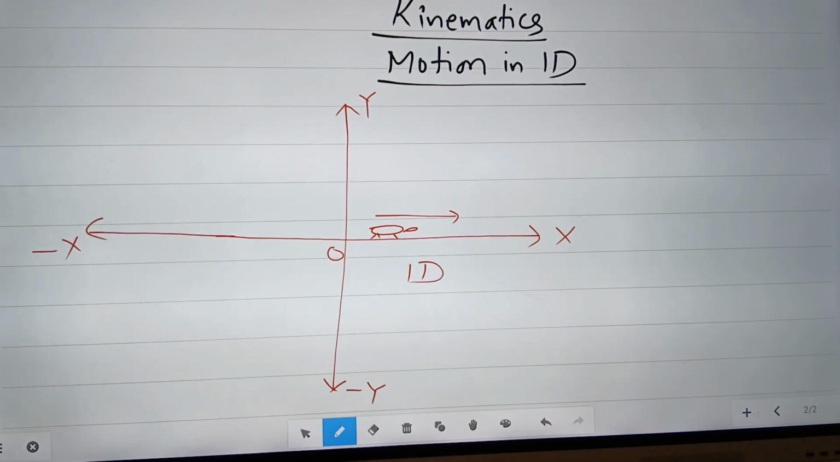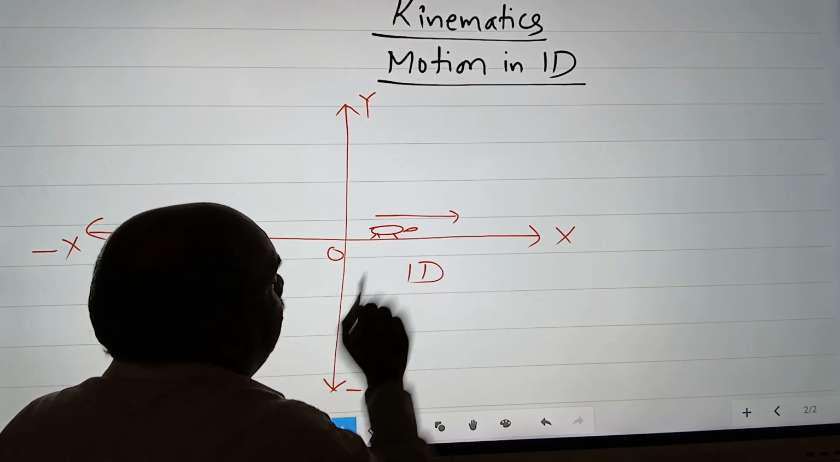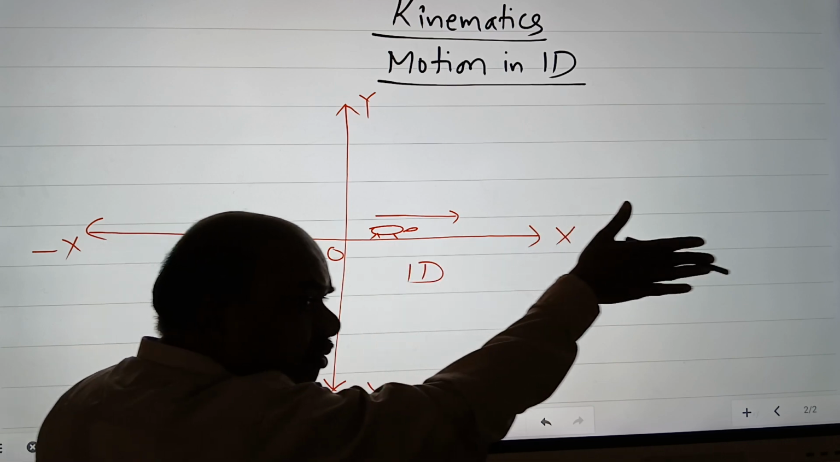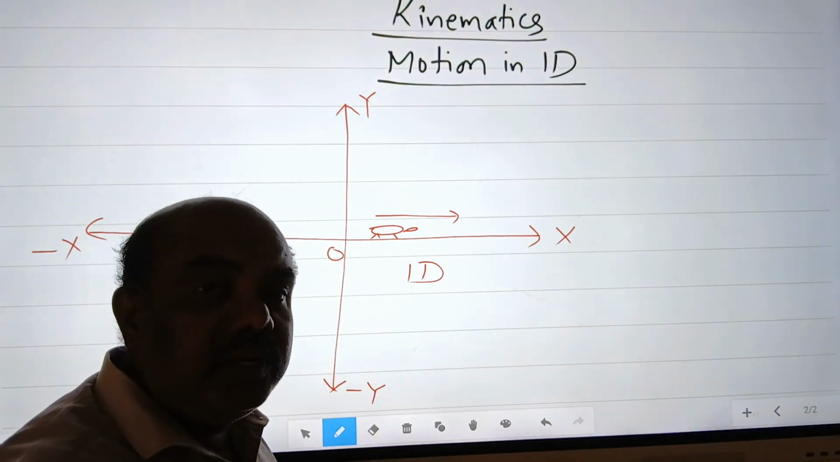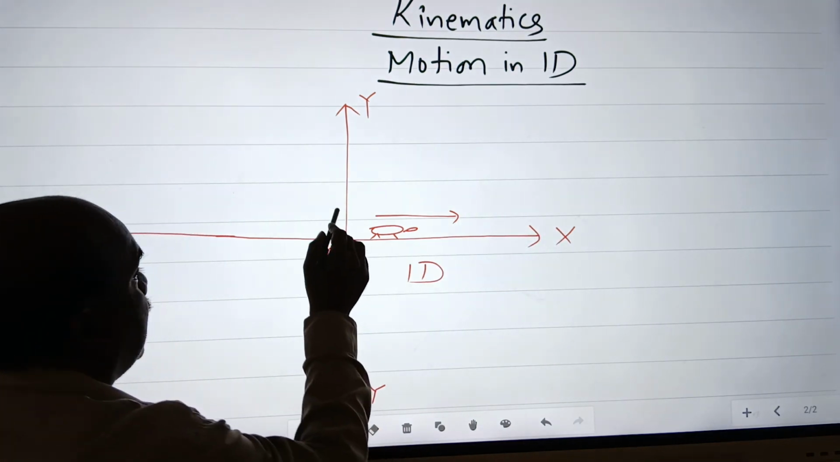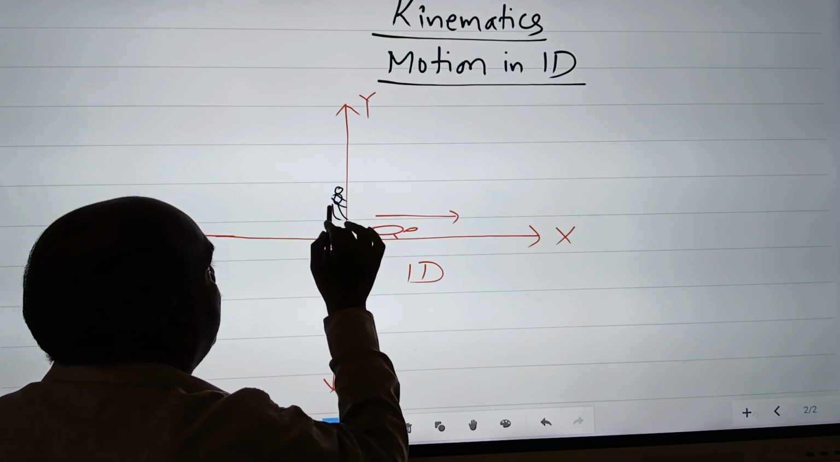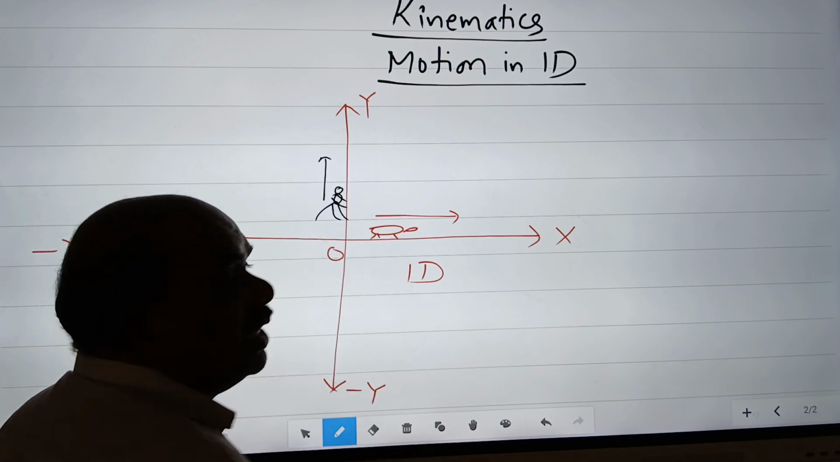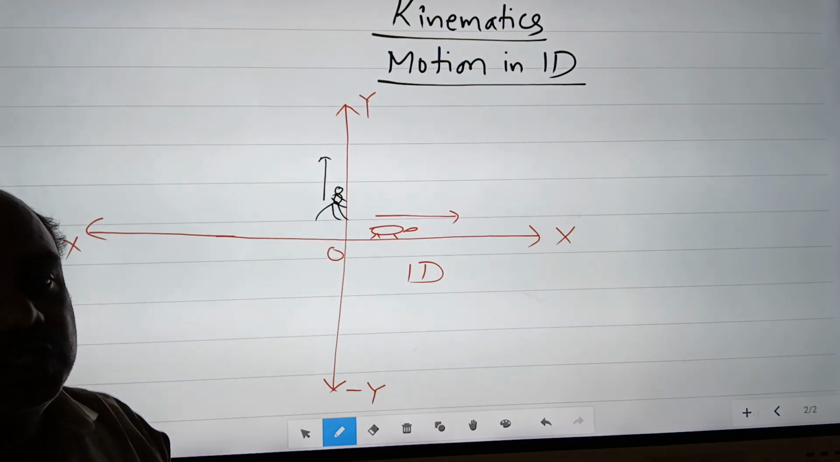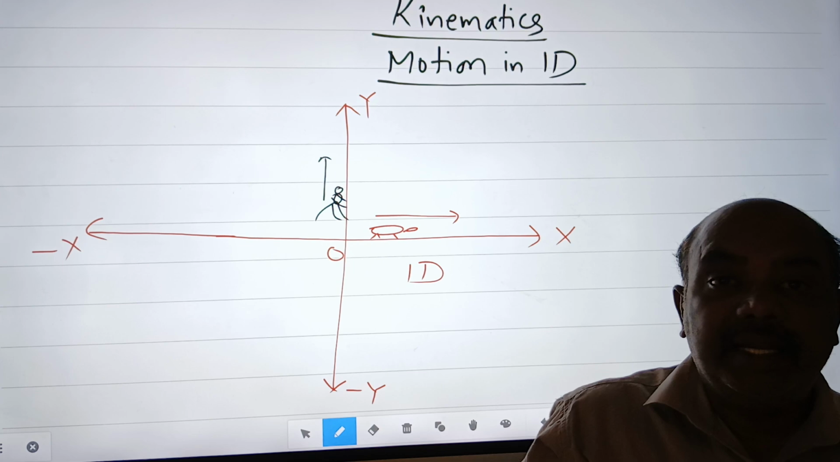That means in one dimension we will consider only a few things, beta, that I will tell you one by one. Motion in one dimension means on only one axis. Y axis and Z axis we don't consider. We are considering only the x axis. Suppose a monkey is climbing up. It is also 1D. Why? Because it is going in only one direction. So, if a body is going only on one axis, that is called one dimension.